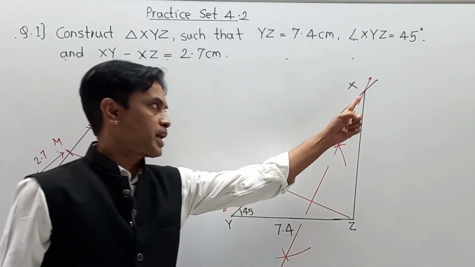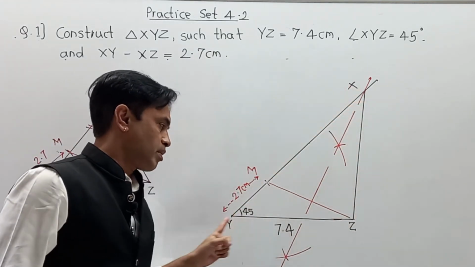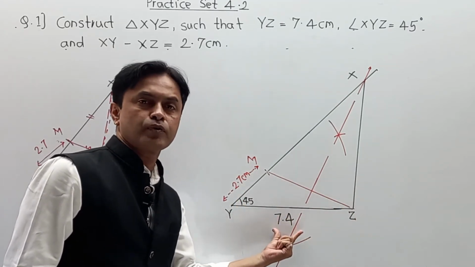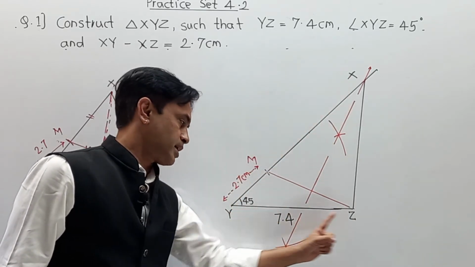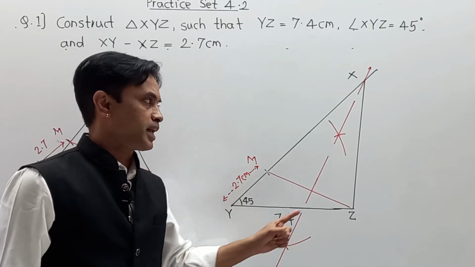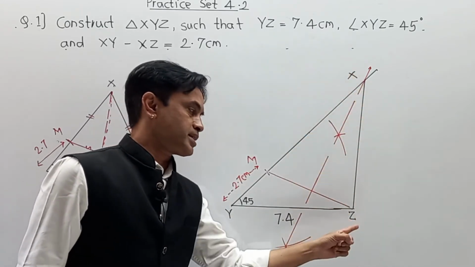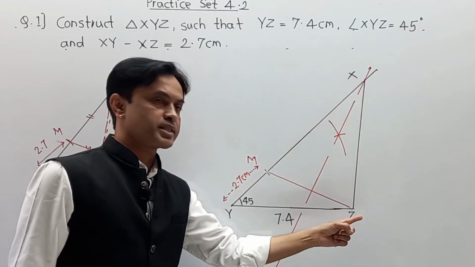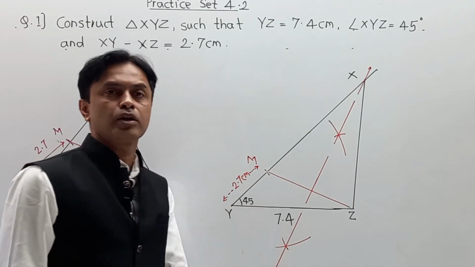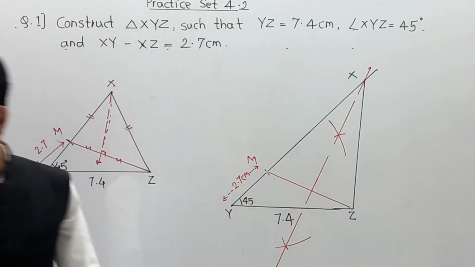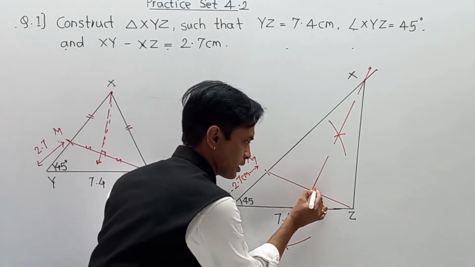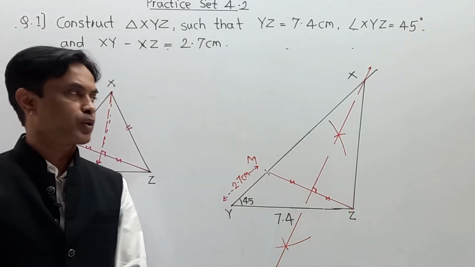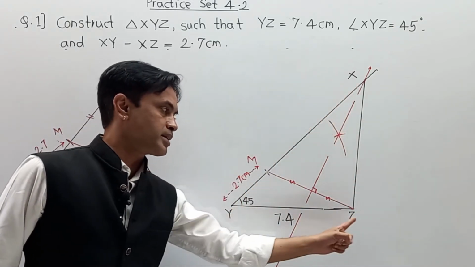And in this way your triangle XYZ is completed, where the distance of YZ is 7.4 centimeter, angle XYZ is 45 degrees, and XY minus XZ is 2.7 centimeter, because here XM equals XZ, as this line is a perpendicular bisector. Remember, this line we drew in red is nothing but the perpendicular bisector over here. And in this way you draw your actual triangle XYZ.